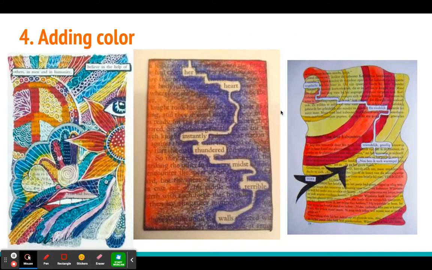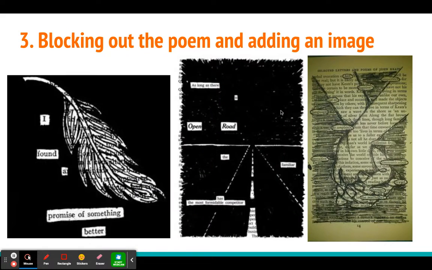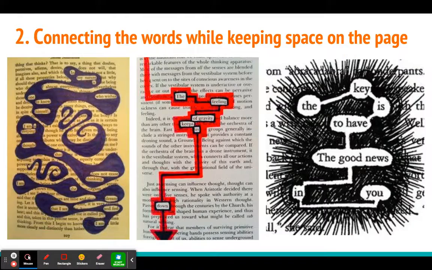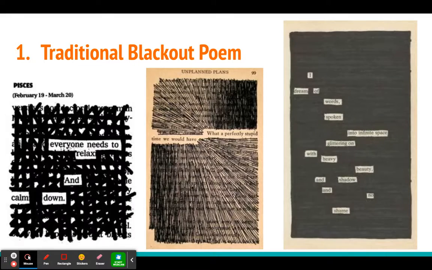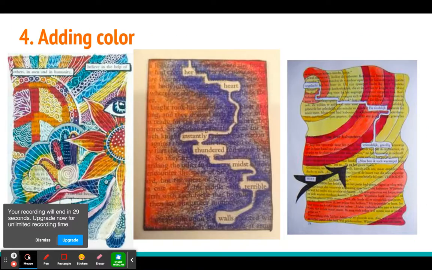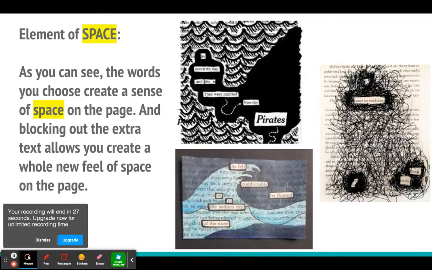So those are the 4 different styles: adding color, blocking the poem and adding an image, connecting words, and the traditional blackout. You are going to choose 2 of these different ones. And I'm going to come back and I'm going to explain the rest of this in the next video.